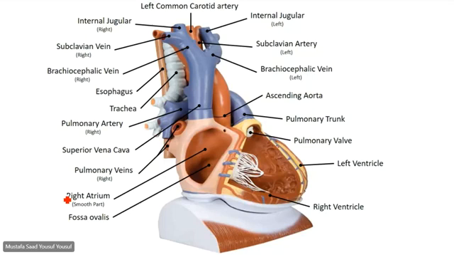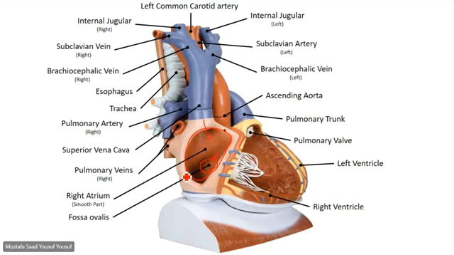Here is the same model, but on the left side we have opened the right atrium and the right ventricle. This is the right atrium, opened. Here we have the interatrial septum, and seen in it is this oval-shaped depression. This is the fossa ovalis, which we talked about in the embryology lecture, the remnant of the foramen ovale.